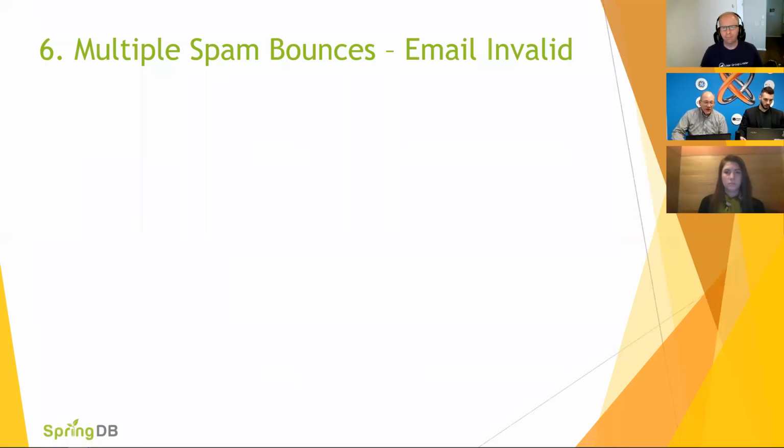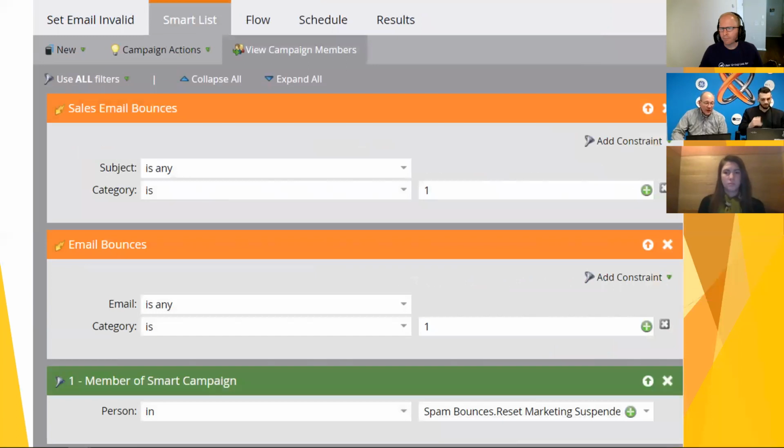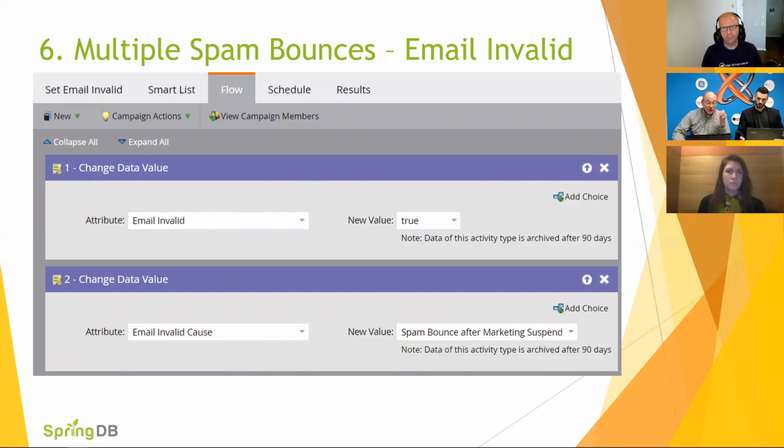And so again, here you could set up your smart campaign to make the flow action once they've bounced, not only once, and you've suspended them, tried to clean up your sender reputation, released them back out, and they bounce again. You could either use the email invalid to do it, or you could put in a marketing suspended with a dedicated cause that said spam bounce after marketing suspend, and that way you would know that records with that cause for the bounce are records that potentially you should remove.